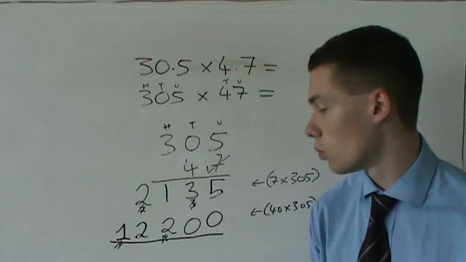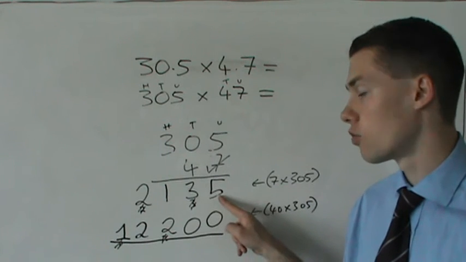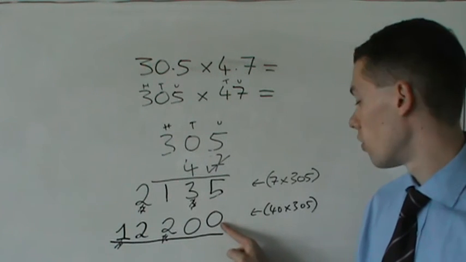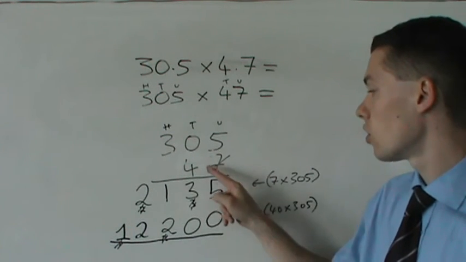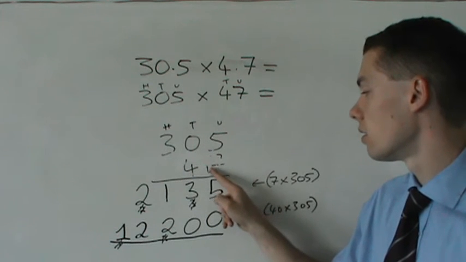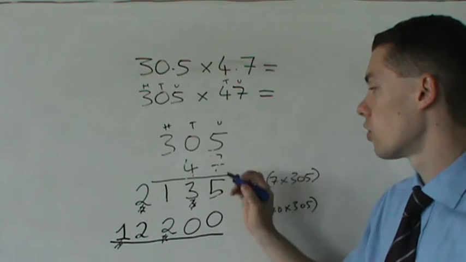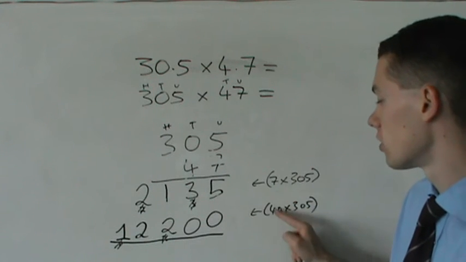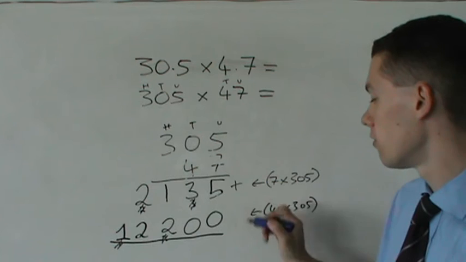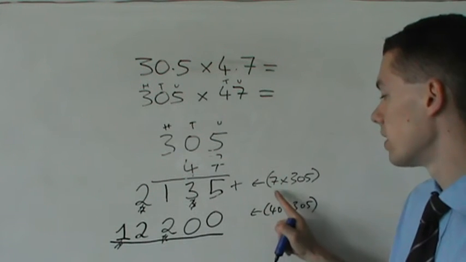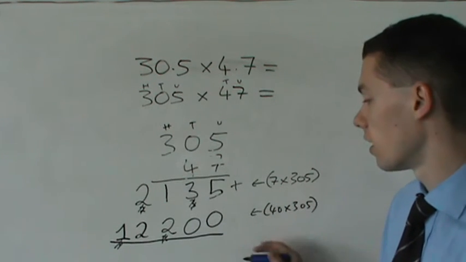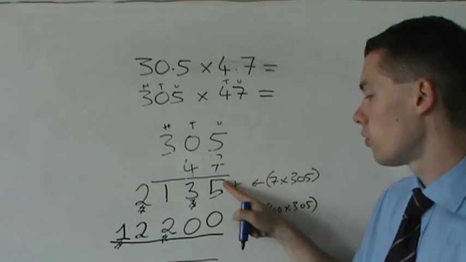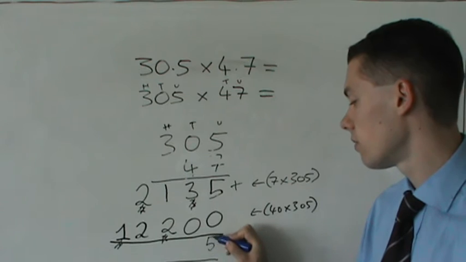Now we don't just want 7 lots of 305 or 40 lots of 305. We want 47 lots of 305. So we're going to add together the 40 lots of 305 with the 7 lots of 305. So this is normal column addition now. 5 plus 0 is 5.